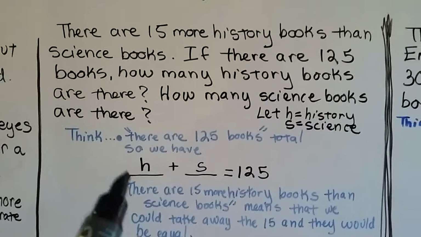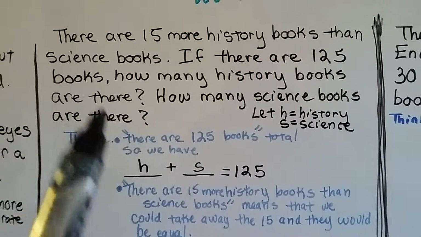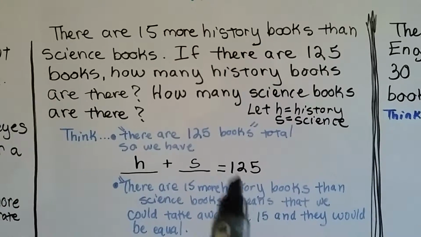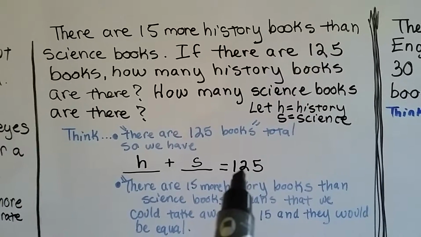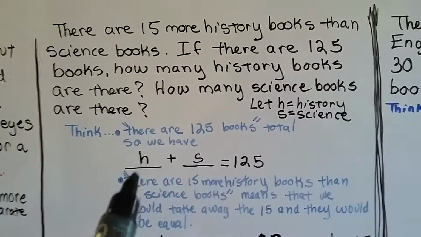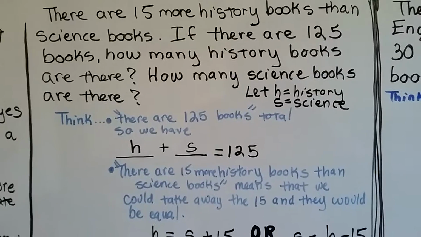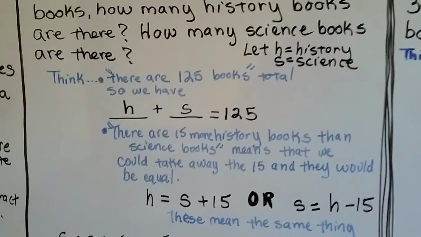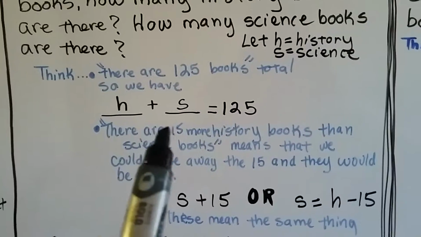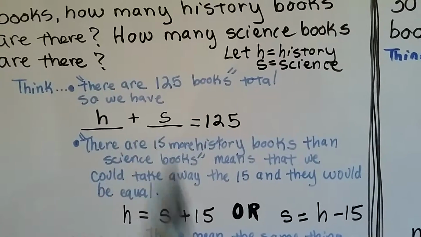So we think. It says there's 125 books total. So if there's 125 books, we know it equals 125. So we're already on our way. And we also know that there's history books and science books, so we've got H plus S equals 125. Okay, we're making progress.